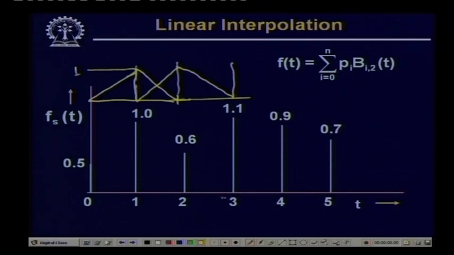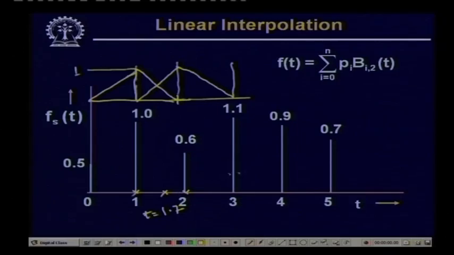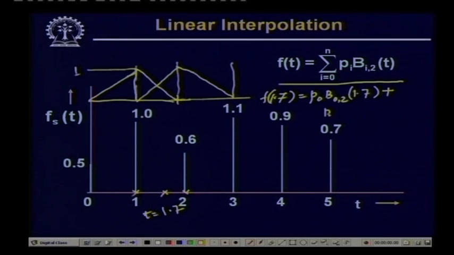So, here again if I want to find out, for example, the value of the function at t equal to 1.7. I have the functional values at t equal to 1 and at t equal to 2. Now, at t equal to 1.7, I have to approximate the value of this function using its neighboring pixels. Using this particular interpolation formula, f 1.7 is to be computed as P 0 B 0 2 1.7 plus P 1 B 1 2 1.7. So, it will continue like this.